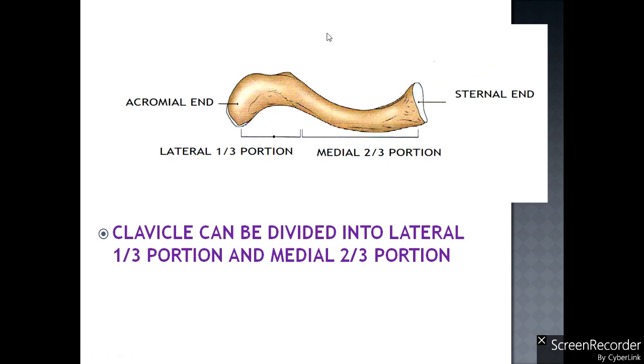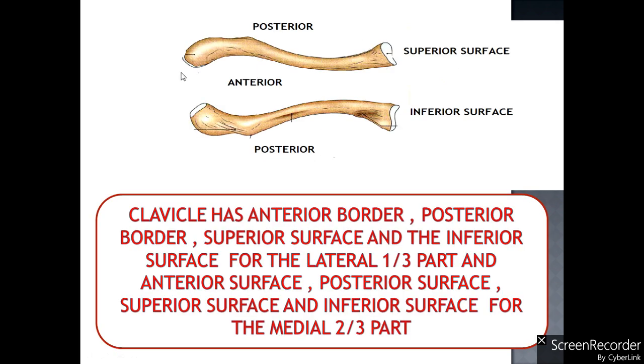Clavicle can be subdivided into the lateral one-third portion and the medial two-third portion. For the lateral one-third portion, the clavicle has the anterior border, the posterior border, the superior surface, and the inferior surface. Whereas for the medial two-third portion, we have the anterior surface, posterior surface, superior surface, and the inferior surface.